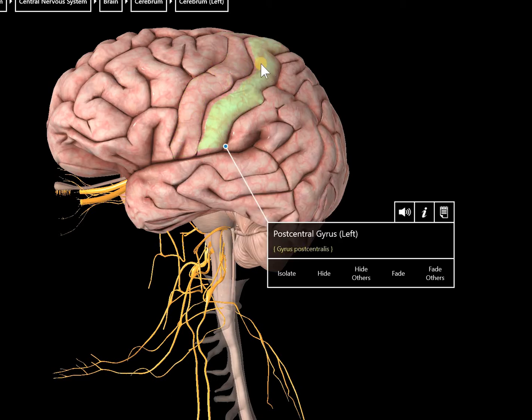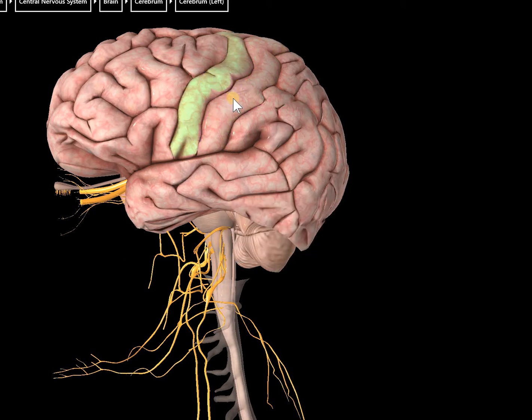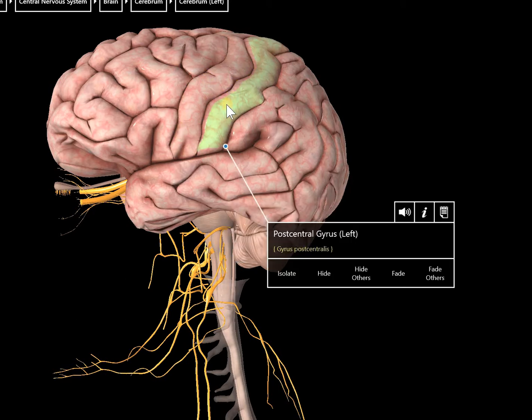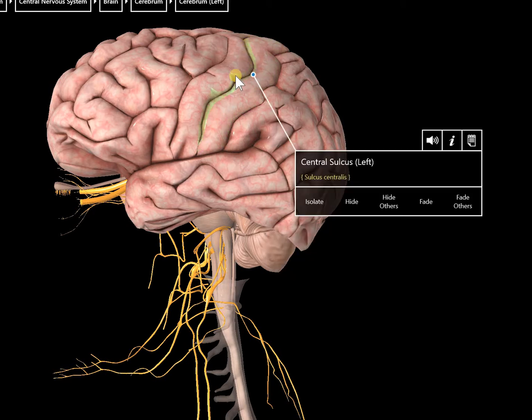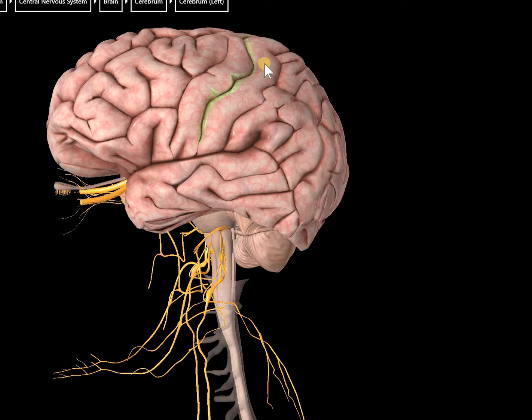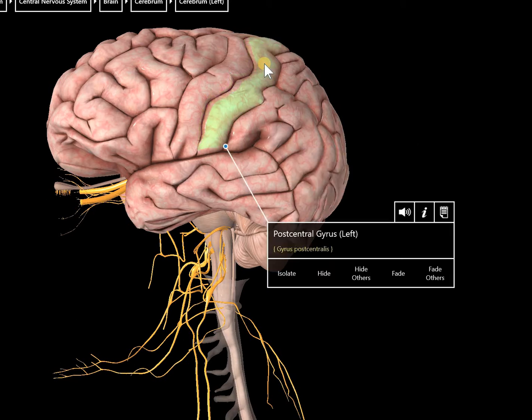This is the postcentral gyrus. Now the words postcentral and precentral, what is it referencing? It's referencing the central sulcus. So if you're behind it, you're post, or posterior, so postcentral gyrus. And this is the sensory.